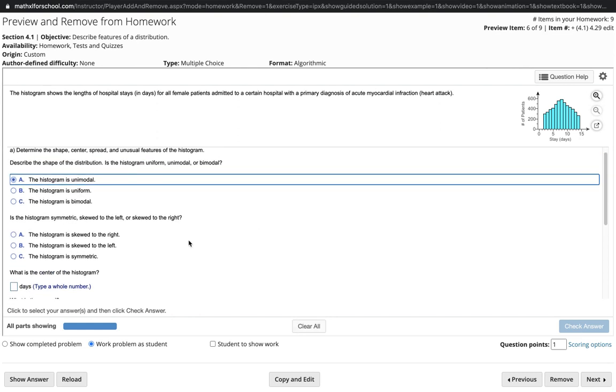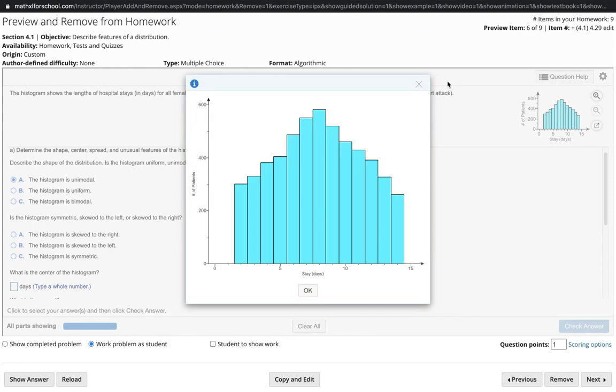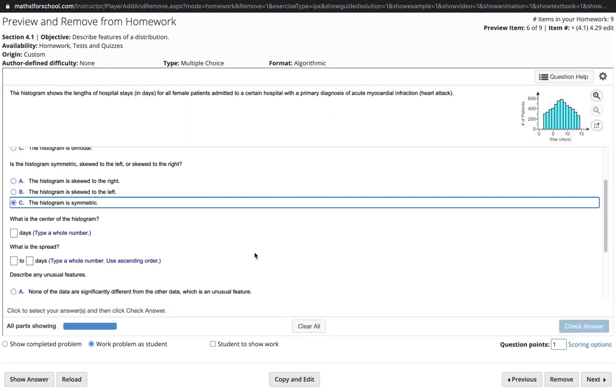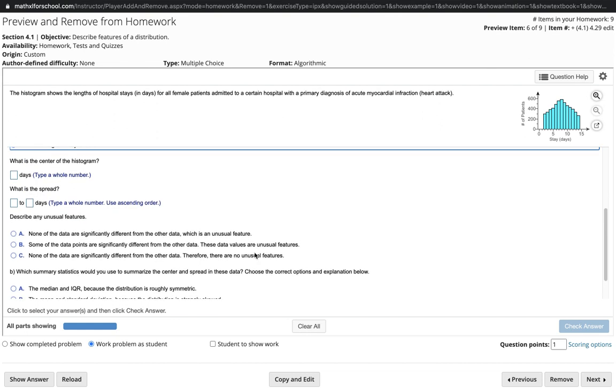All right. Is the histogram symmetric, skewed to the left, or skewed to the right? That looks pretty close to symmetrical to me. Okay, so the answer is C. Okay, what is the center of the histogram? Okay, when we talk about the center of a histogram, we don't mean the literal center. The center of the histogram is always where the high point is.